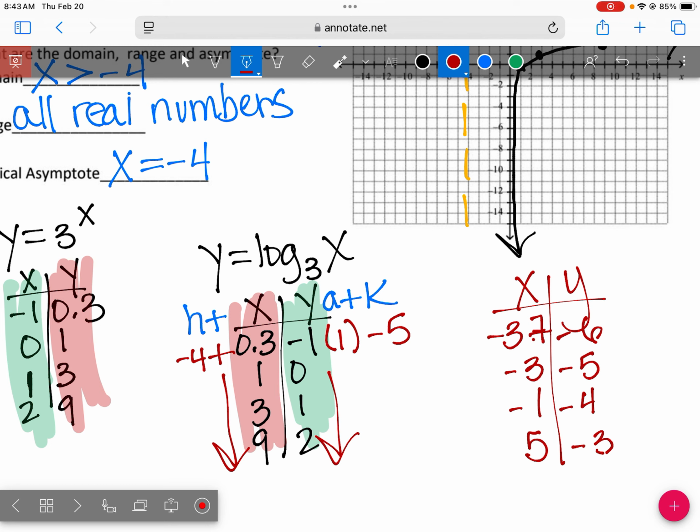-3, down 5. -1, down 4. And 5, down 3. Again, it's going to come in, hit those points, and then go straight down. And that's how you graph a log, children.